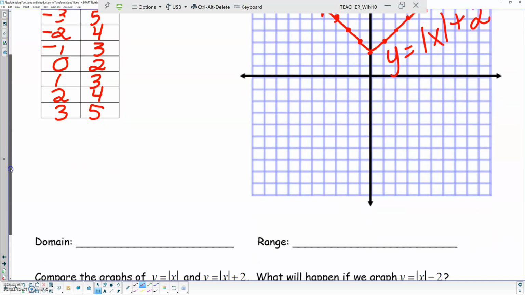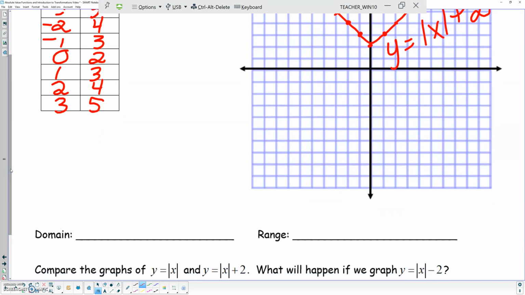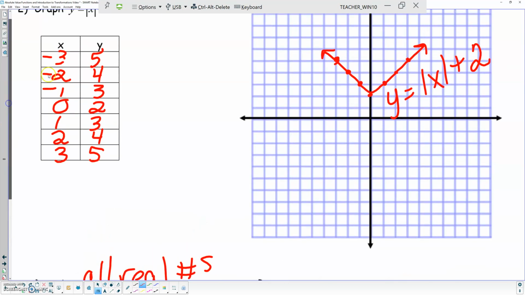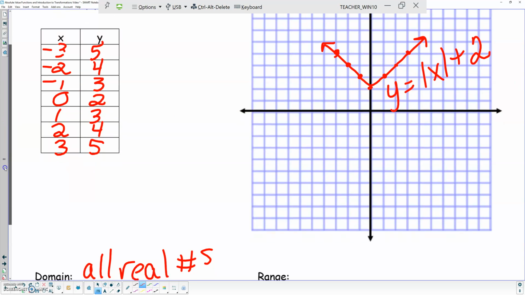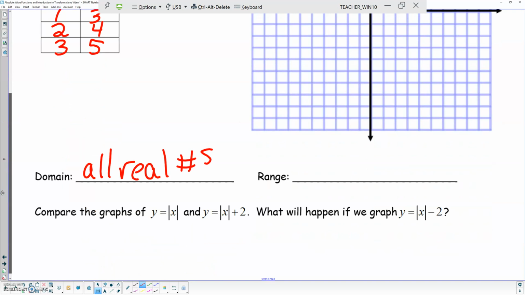Okay, so now they want the domain and the range. So in this case, domain is going to be all real numbers because my graph goes all the way to the left and all the way to the right. All right, my range, well, the smallest y value in the table is 2, and the minimum y value graphed is 2. So my range is going to be all values where y is greater than or equal to 2.